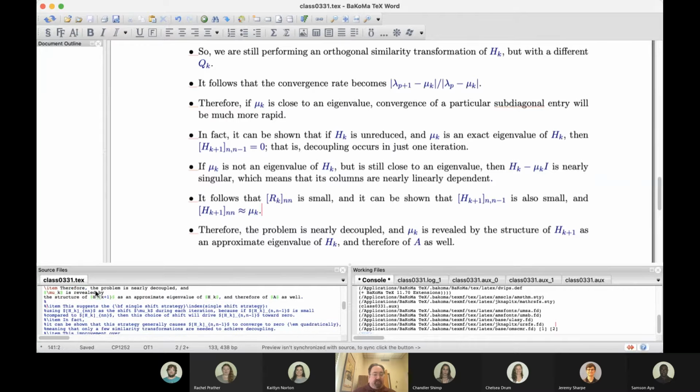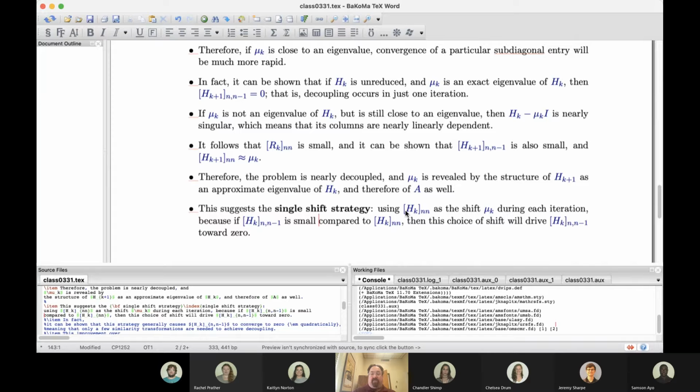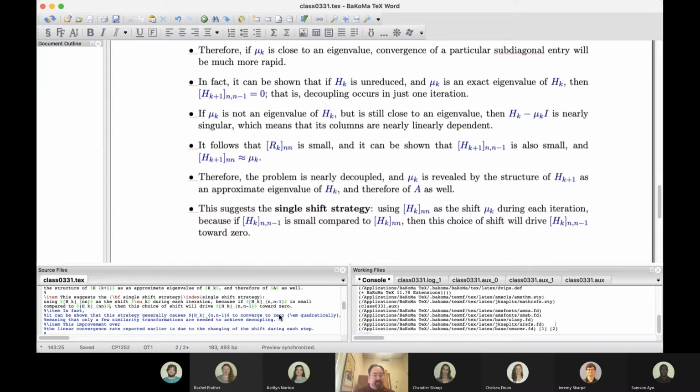So this is what's called the single shift strategy. You take the last diagonal entry, the n n entry of your Hessenberg matrix, and use that as the shift. Because if the last subdiagonal entry is much smaller than this, then using that shift will make it smaller still, and so it'll just keep whittling away at it until it's 0.